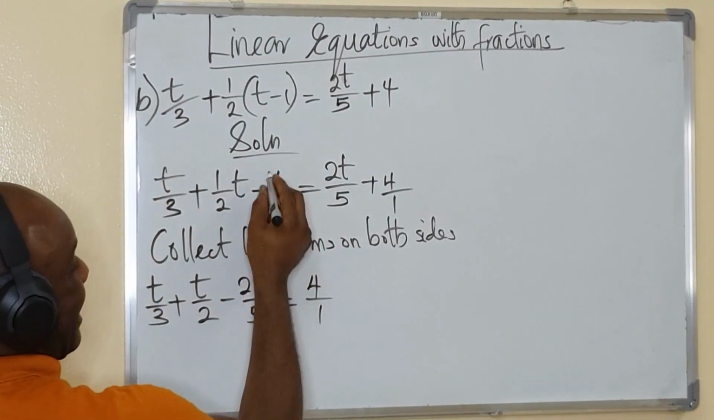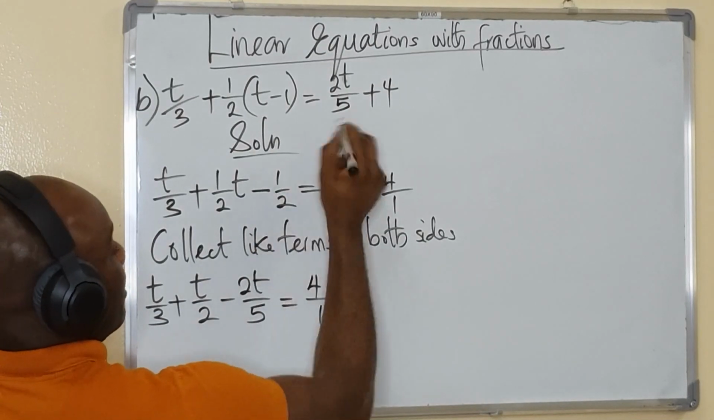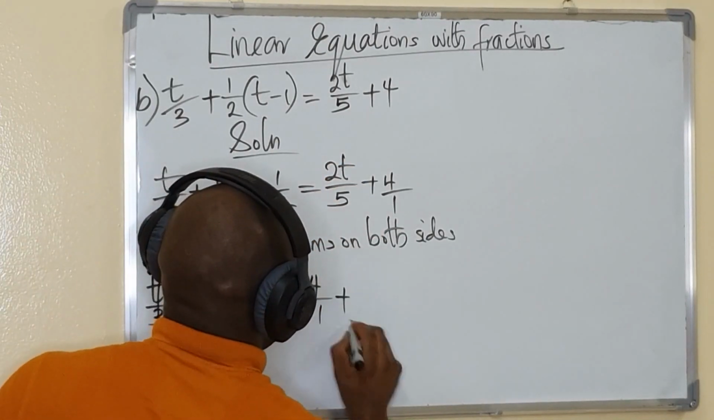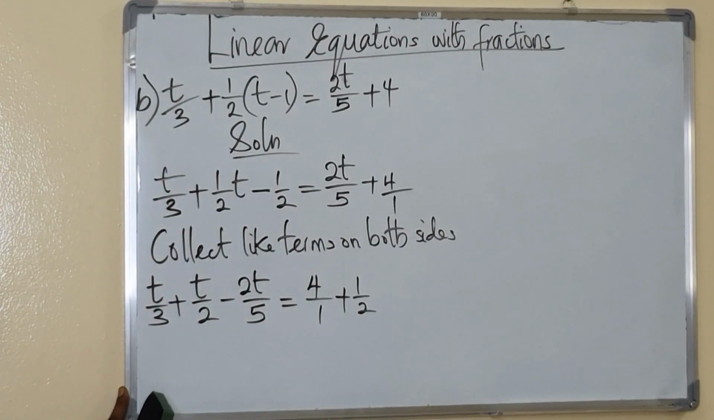This time around, I add half to both sides. Adding half to the left hand side cancels it out and brings it to the right hand side, half. Now all the constants are on the right hand side, while all the variables are on the left hand side. It is time to solve fraction.